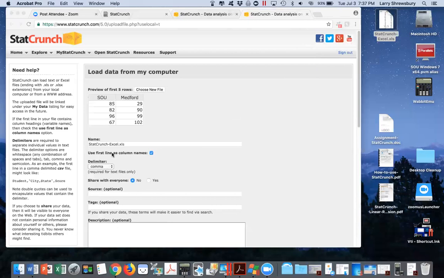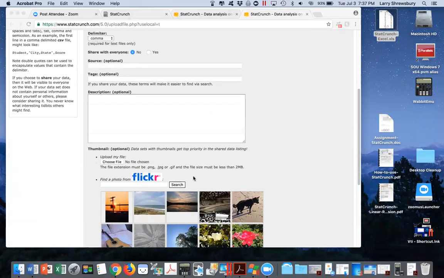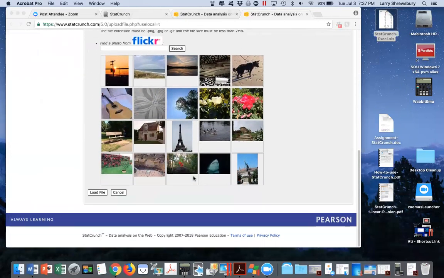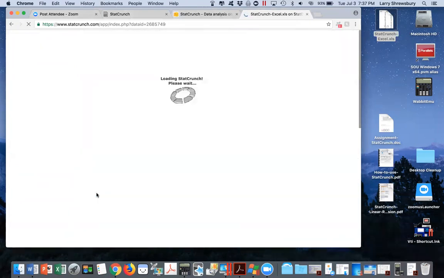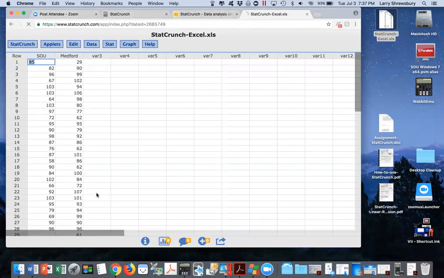And by default, it has use first line as column names. So you want that checked because, see, it automatically puts the column headings in there. And that's all you got to do. Ignore all this other stuff. Just go right past it and then click on Load File. And that's the easiest way to do it. So that's why I'm showing it to you.